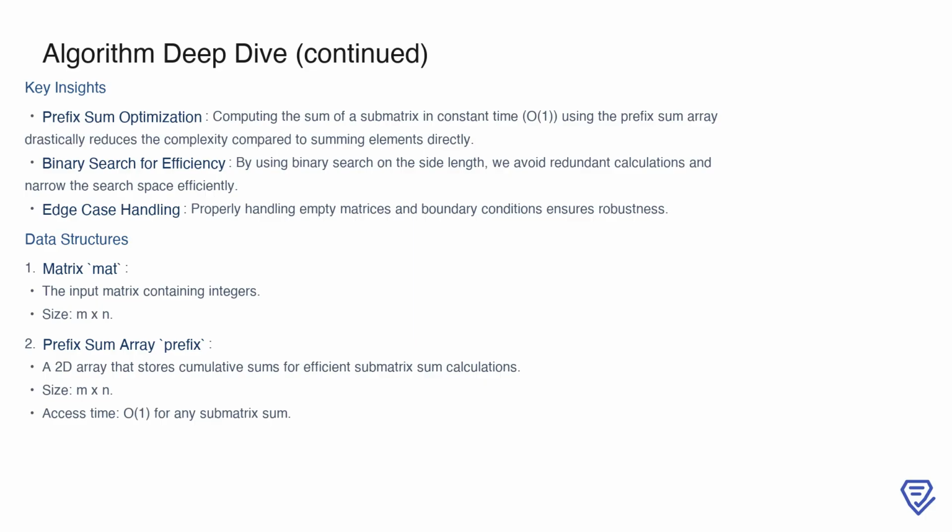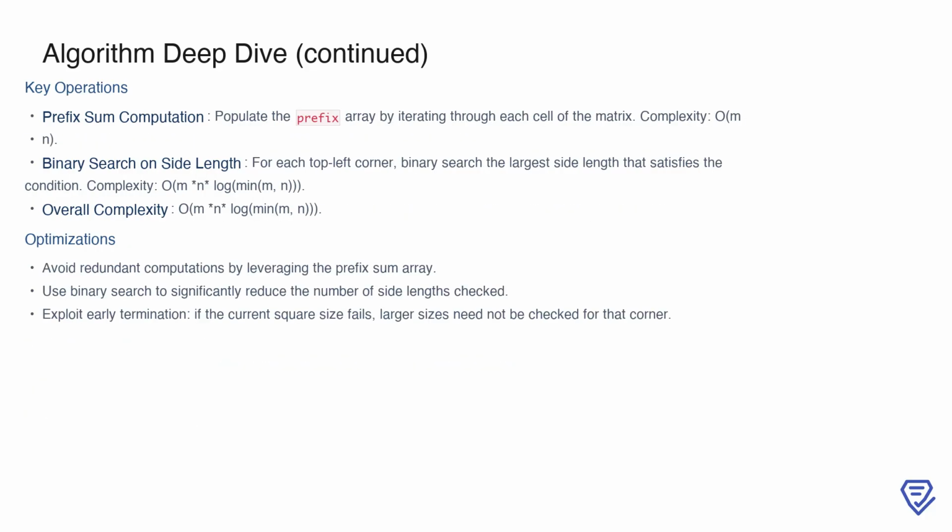The prefix sum array allows us to access the cumulative sum of any submatrix in constant time, making it a critical component of the solution. The algorithm relies on 2 key operations.